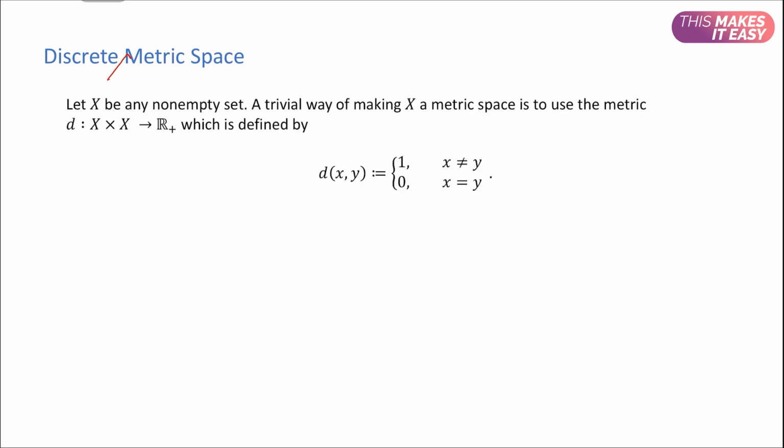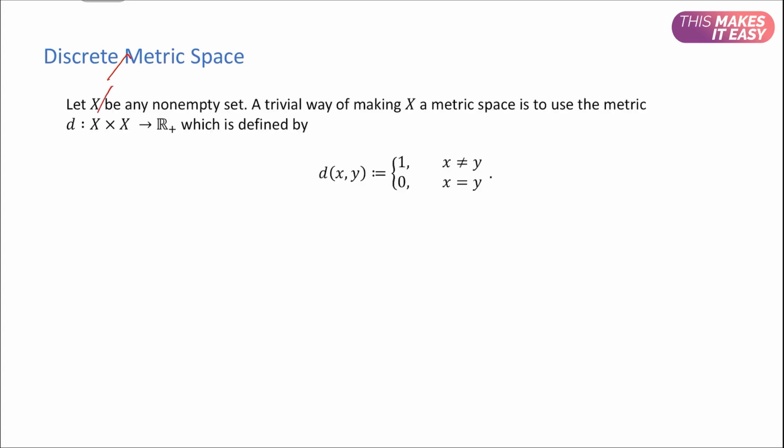A metric function is called a discrete metric because the value of that function is not spread out. It is not continuous. There are only limited values for this distance function or metric function. That's why it is called discrete. If we put a discrete metric function along with a set, it is called a discrete metric space.